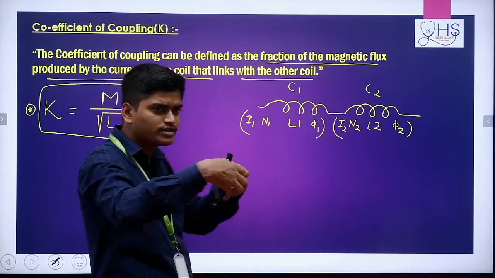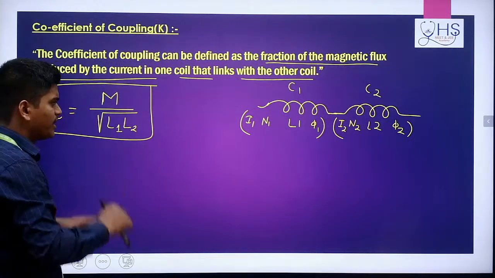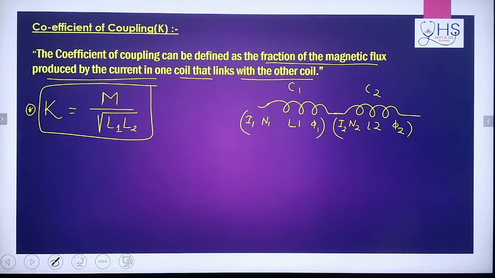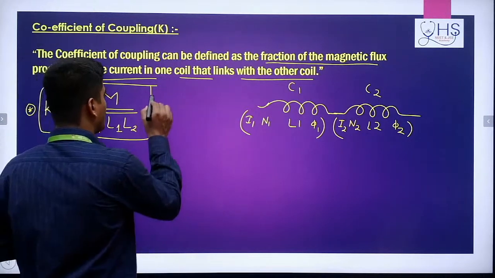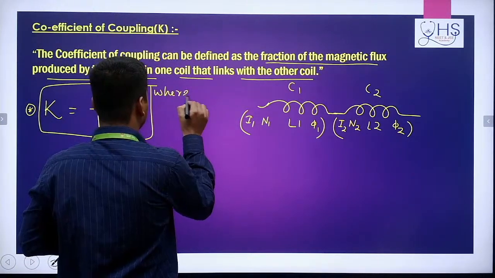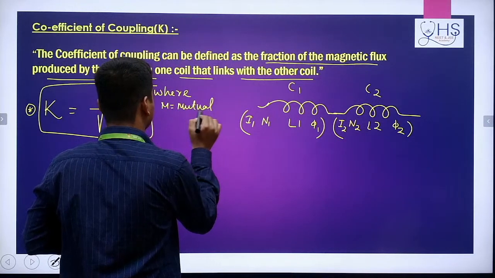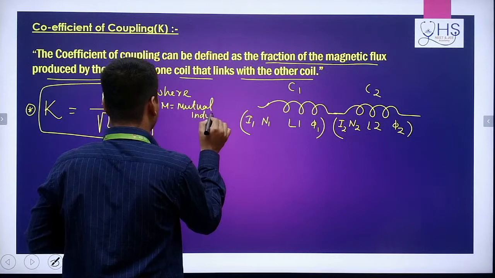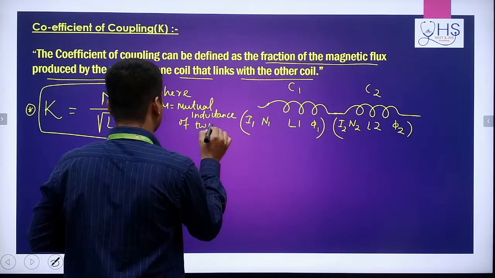Coupling means two coils are kept together, or three coils are kept together, like that. A simple case, we are taking two coils here. So now our work is to understand how this expression comes. Here M is nothing but the mutual inductance of two coils.